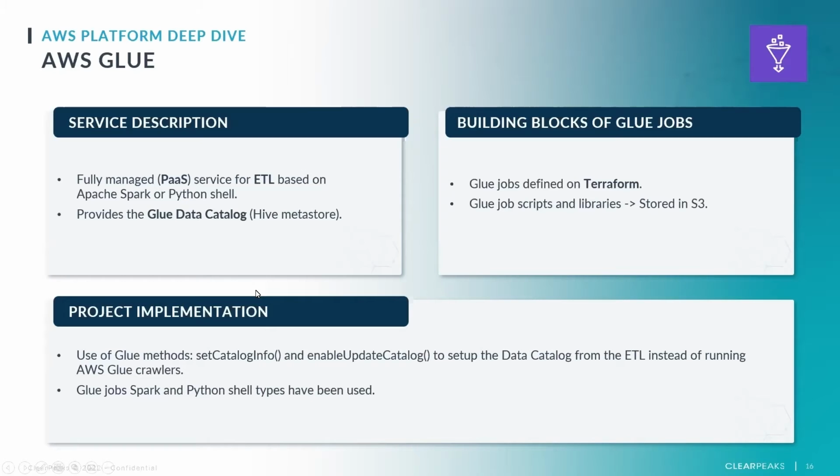Regarding our implementation, we have used a couple of Glue methods, the ones described here, that avoid us running the Glue crawlers at high frequency. That simplified the Airflow DAG. When the Airflow DAG triggered the Glue job, we got the data catalog database and tables updated without running the crawlers. As I mentioned, we use two types of Glue jobs, the Spark and Python ones. As a rule of thumb, we use the Python shell to move data and the Spark ones to transform the data.